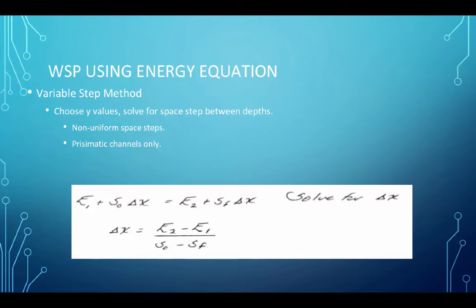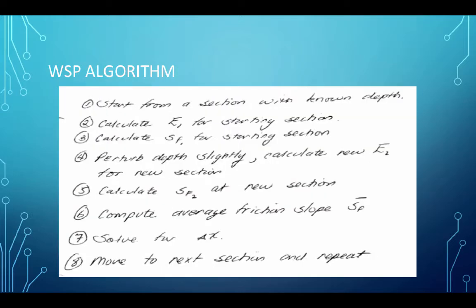So let's return to our gradually varied flow equation and observe that it actually gives us an algorithm for some simplistic but useful cases. One is what I call the variable step method, and it's called variable step because the spatial step is what we're going to compute. So the spatial steps are non-uniform, and it only works for prismatic channels. Prismatic means nice geometric cross sections: rectangles, circles of constant diameter, trapezoids of constant side slope. The algorithm is quite simple.